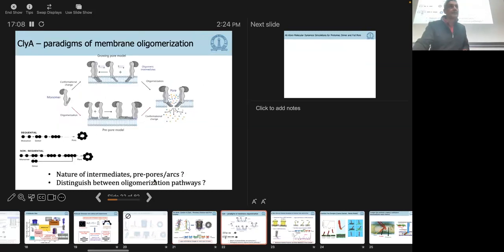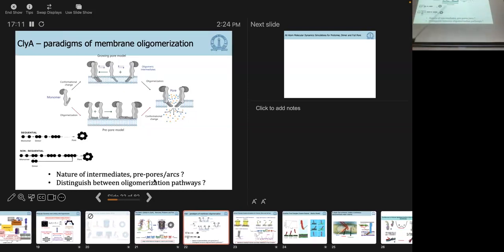So there have been some paradigms of membrane oligomerization. Initially, you have the monomer. This binds to the membrane, undergoing a conformational change. And there are these two broad models, growing pore and pre-pore. In the growing pore model, the monomer actually inserts into the membrane, and then the oligomerization takes place. So once it starts to oligomerize in the membrane, you have partially formed states, which can cause leakage and ion imbalance. In the pre-pore model, which has been shown for other classes of proteins using AFM, you can actually trap these in pre-pore states.